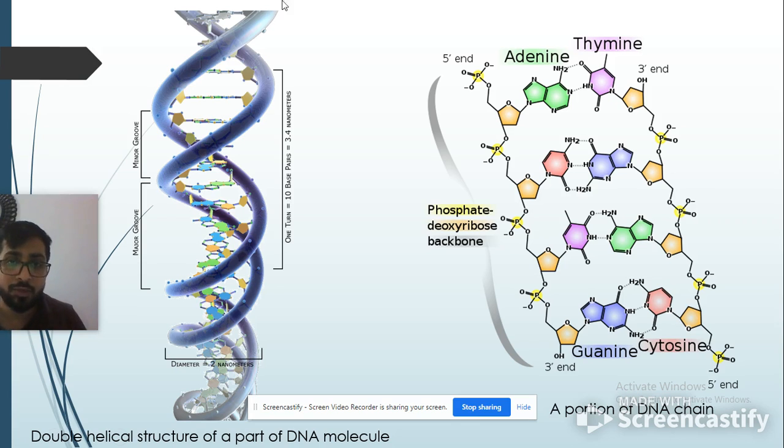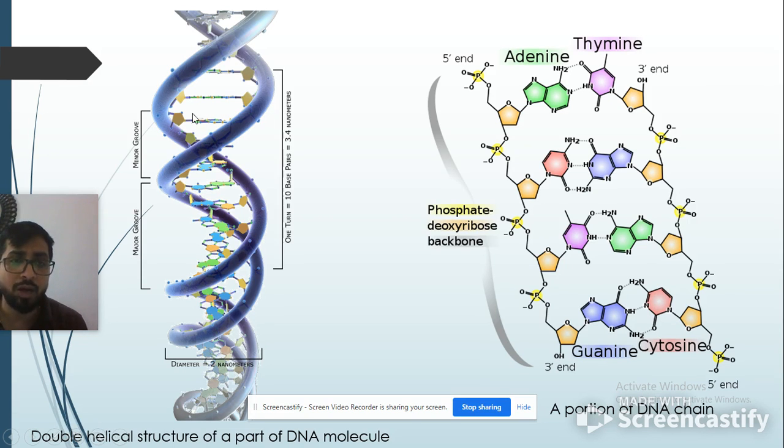Now, the distance between these two portions, around 3.4 nanometer, and this diameter from here to here is 2 nanometer. The distance between this helix from here to here is 2 nanometer. Now this portion is known as the major groove, because this gap is very large, and this gap is very small, you can see it is the minor groove. Clearly, the diameter you can see here is 2 nanometer.